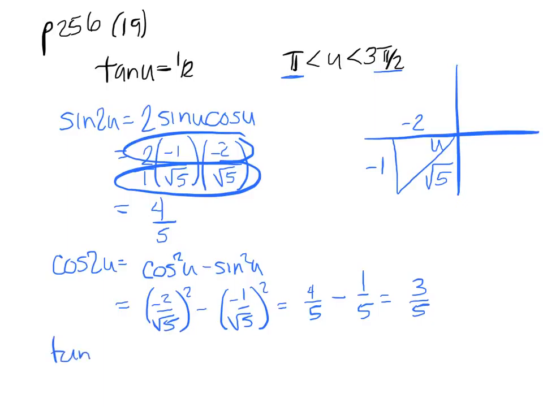And the tangent of 2u, you can use the formula, or you could just take the sine over cosine. Then the 5's will cancel and you get 4/3. We've got, no, do we have a problem? No, we don't. Okay, we're good.